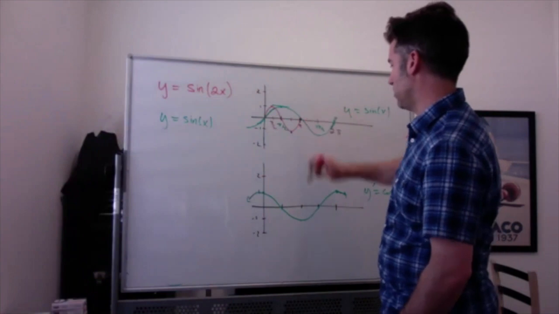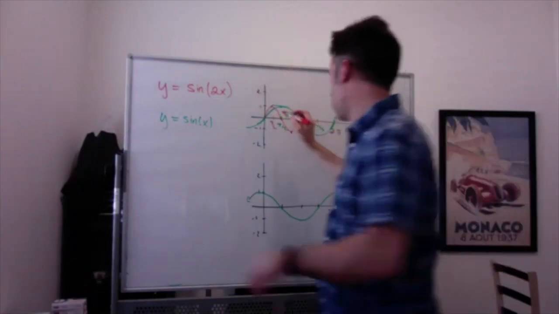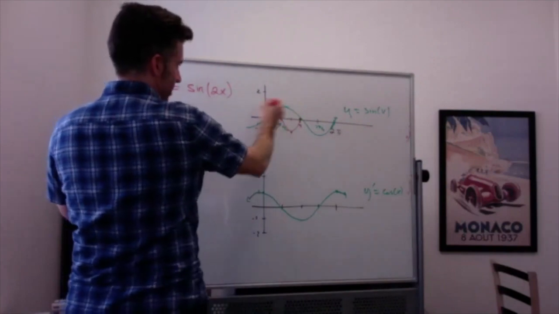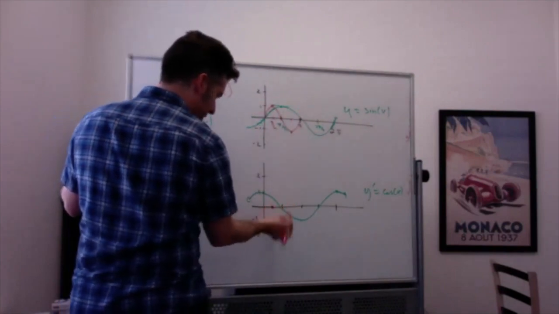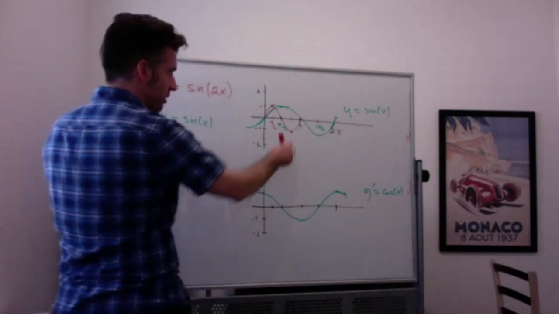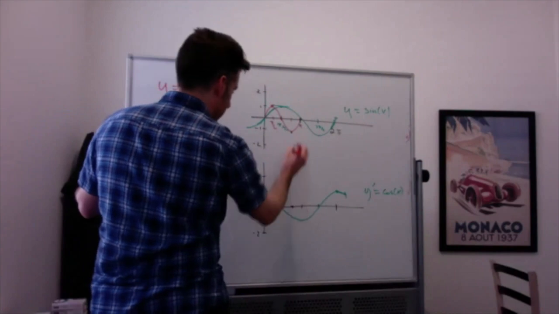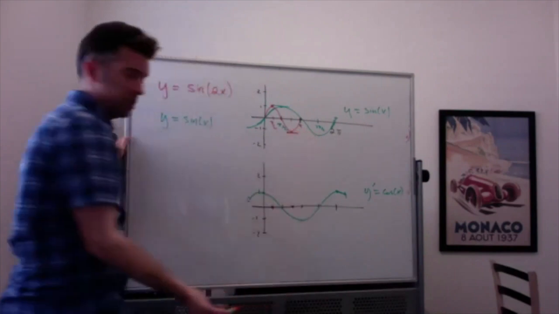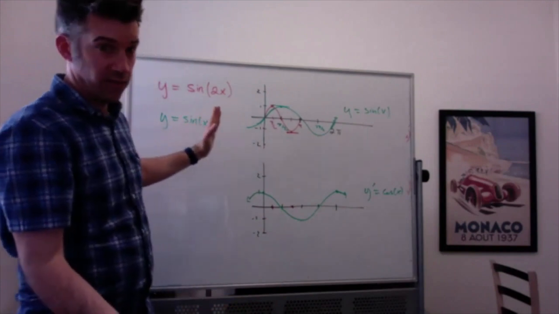If I look here at pi over 4, that's where it tops out, that's where the tangent line is horizontal. So at pi over 4, the derivative is 0. And at 3 pi over 4, the derivative is also 0 because it bottoms out and the horizontal tangent has a slope of 0. And here's where things are different.